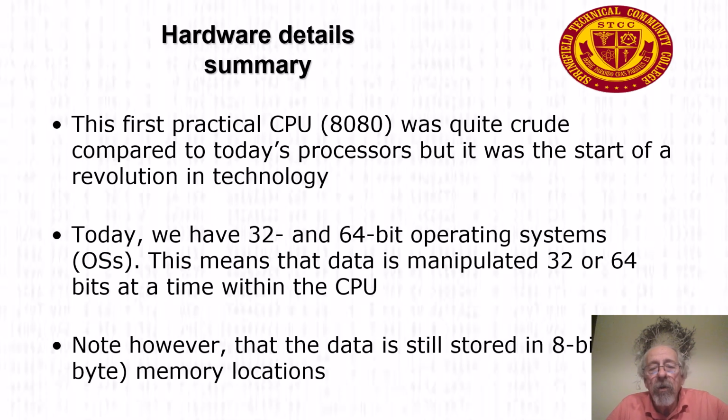The first practical CPU, the 8080, was quite crude compared to today's processors, but it was the start of a revolution in technology. Today, we have 32 and 64-bit operating systems, OSs. This means that data is manipulated 32 or 64 bits at a time within the CPU. Note, however, that data is still stored in 8-bit or byte memory locations.